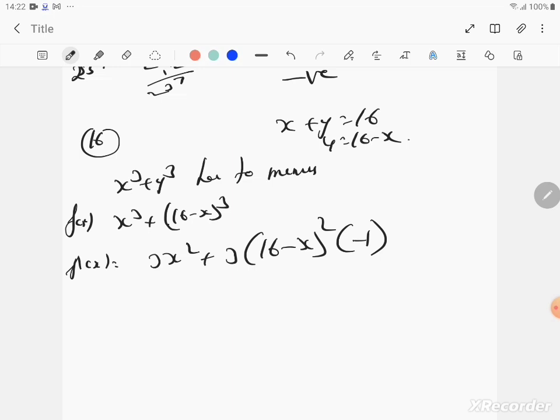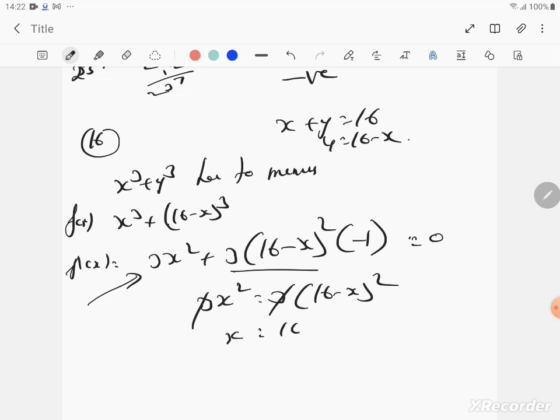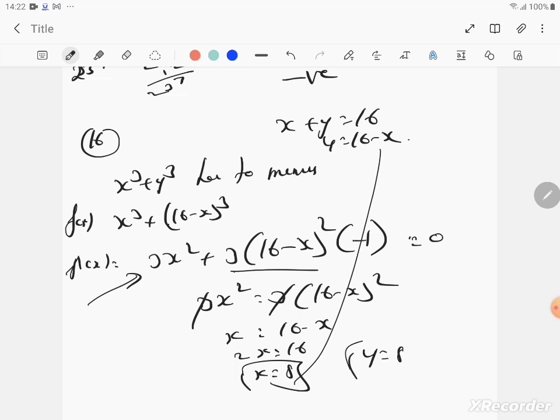And then equating it to 0, 3 and 3 can be cancelled, but I'm hesitant to cancel now. I'll cancel in this step because I need the differentiated value to do the double differentiation, right? So let me keep it as it is, equal to 3 into 16 minus x the whole square. 3 and 3 get cancelled. x is equal to 16 minus x. 2x is equal to 16. x is equal to 8. y will also be 8.